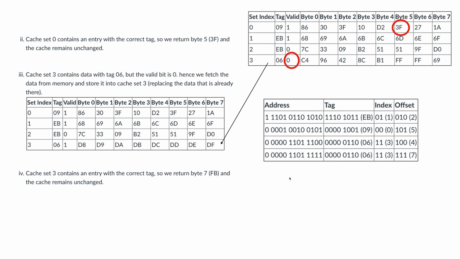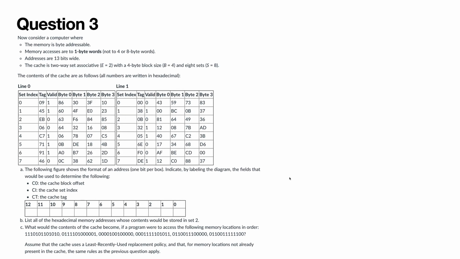And let's check out question 3. Question 3 is very similar to question 2, but in this question, the cache is two-way set associative, so E equal to 2, with 4-byte block size, B equal to 4, and 8 sets, so S equal to 8. And you can see from here we have line number 0 and line number 1. That means they are two-way set associative, and for each set, we have two lines.